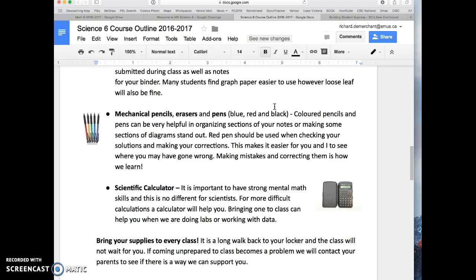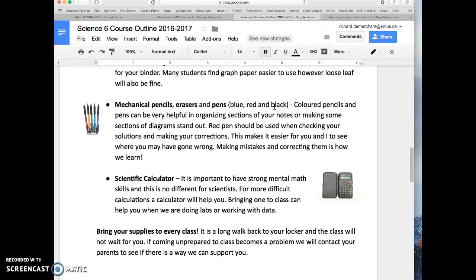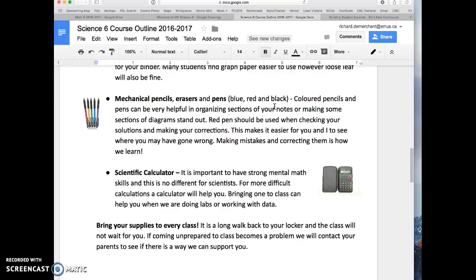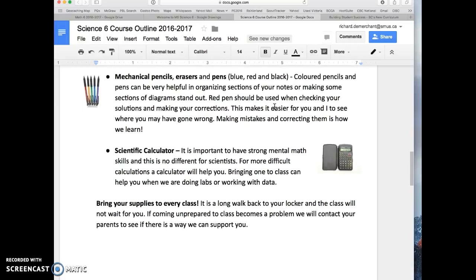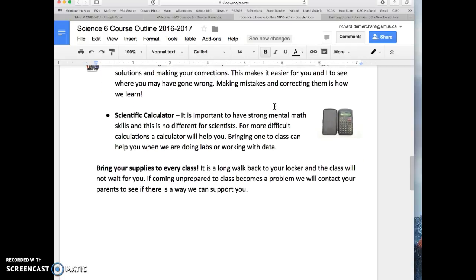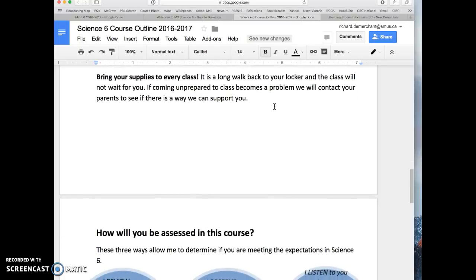And an important part of grade 6 is also to make sure that you bring your supplies to class. You don't want to have to walk back and forth to the locker and maybe miss some important parts of class. Your agenda will be very helpful for that, and we will try to remind you prior to class anything that you may need that is a bit special.